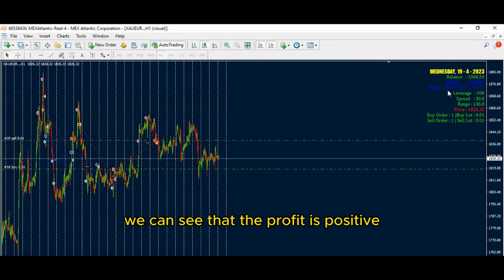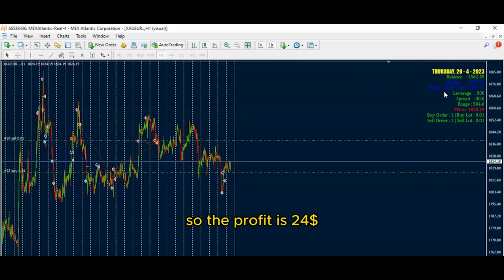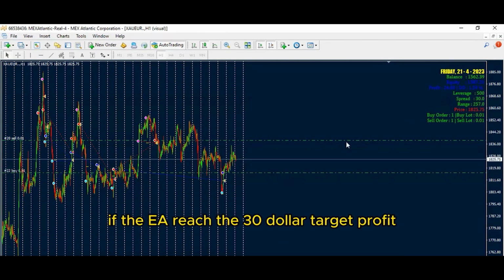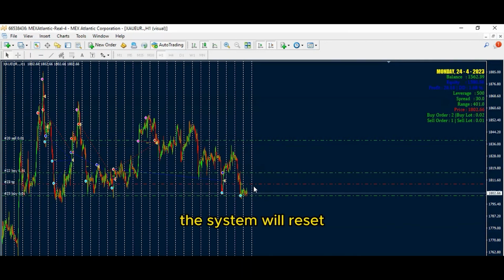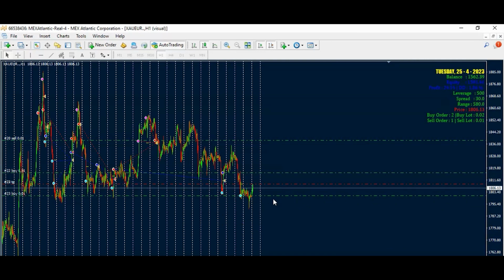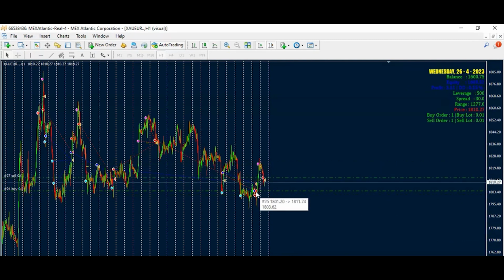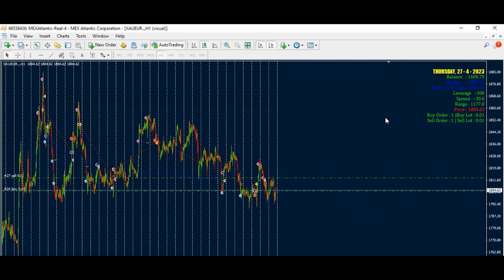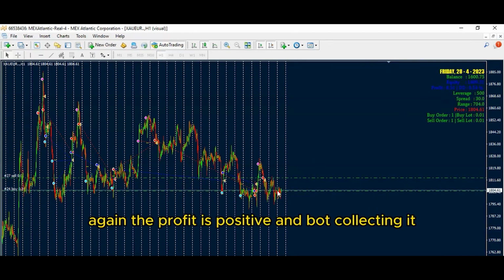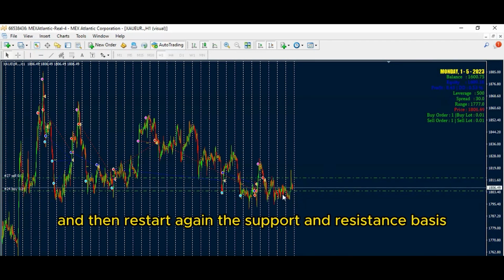We can see that the profit is positive, and the drawdown is positive, not actually drawdown. So the profit is $24. If the EA reaches the $30 target profit, the system will reset. Let's see. So the system restarts to find a new trade again. The buy low and sell high system started again. Again the profit is positive and the bot is collecting it until it reaches the $30 profit, and then restarts again on a support and resistance basis.